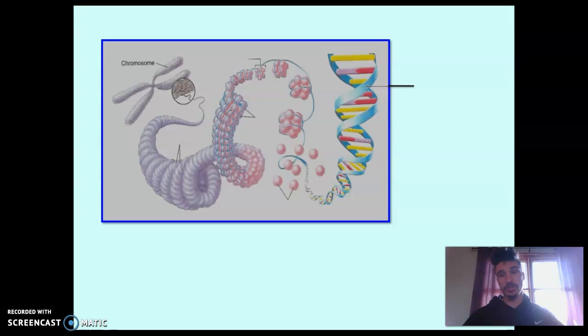Okay, so first on the far right, we have the DNA double helix. Then, as we move further back toward our chromosome, we have histone proteins. These are the proteins that DNA wraps around to fit into that nice tight package that is a chromosome that fits nicely inside the nucleus. And then we have these histone proteins wrapped around some DNA, or DNA wrapped around them, and we call that a nucleosome.